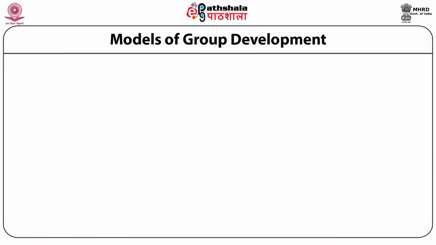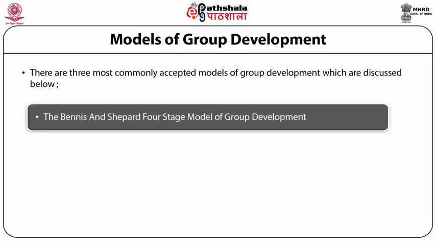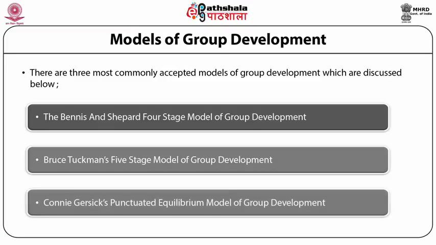Now, it's very important to understand the models of group development in order to have a better understanding of the groups. There are three most commonly accepted models of group development, which would be discussed in a short while. The first is the Bennis and Shepherd 4-stage model of group development. The second is Bruce Tuckman's 5-stage model of group development. And the third one is Connie Gersick's punctuated equilibrium model of group development.